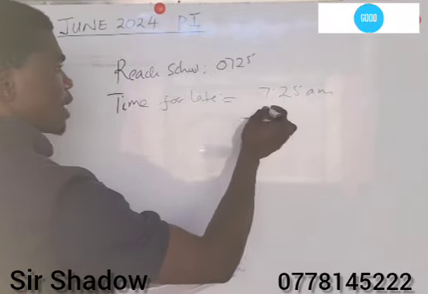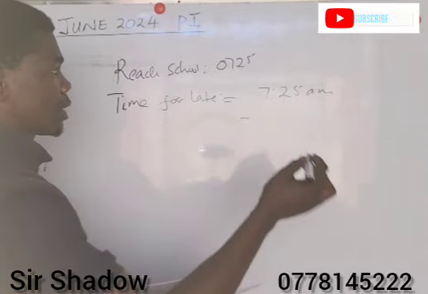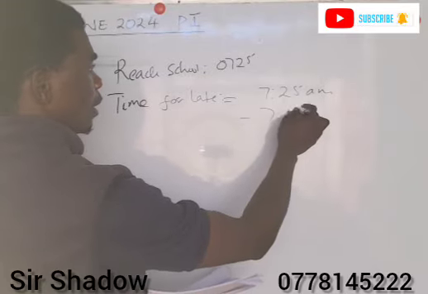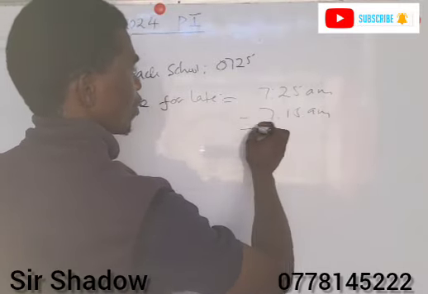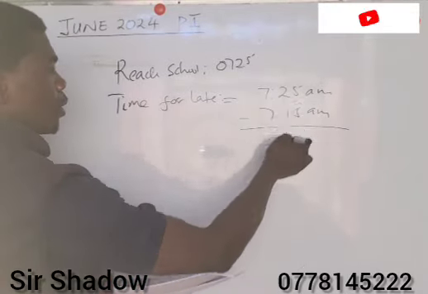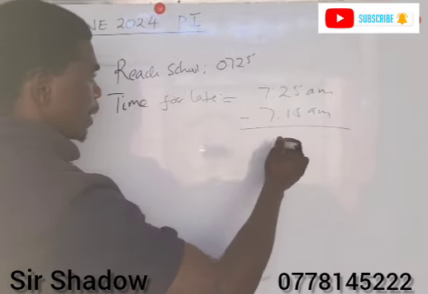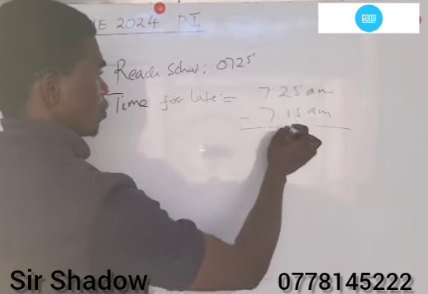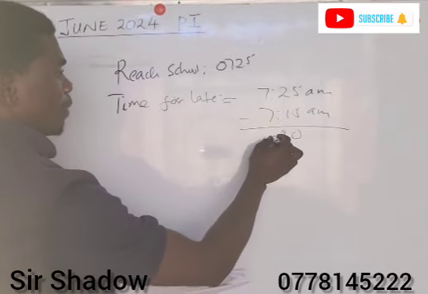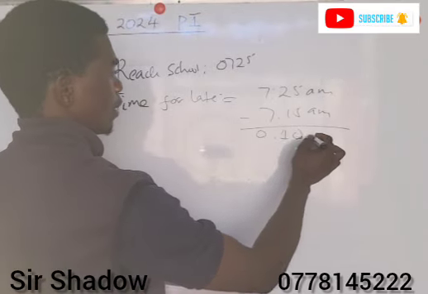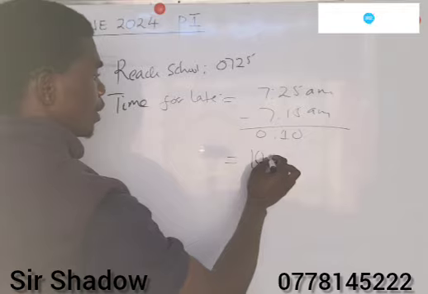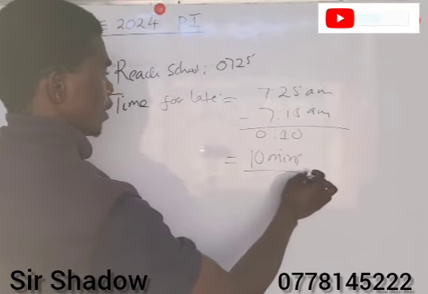Minus the time the learner was supposed to reach the school, which we said is 7:15 a.m. So 25 minus 15: 5 minus 5 becomes 0, 2 minus 1 becomes 1, then 7 minus 7 becomes 0. So the learner was late by 10 minutes.